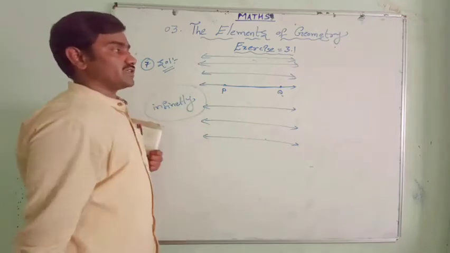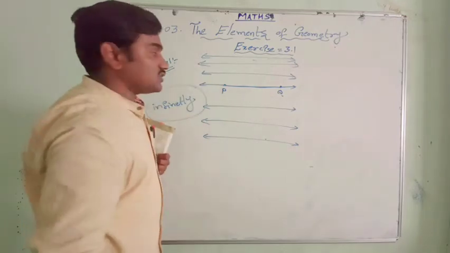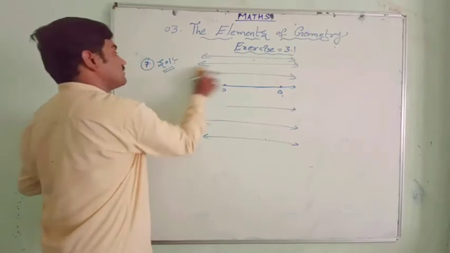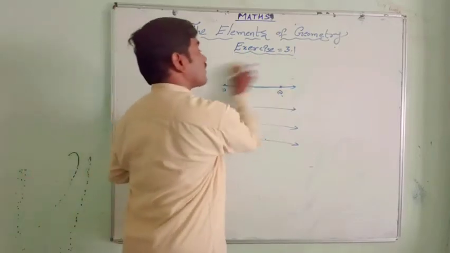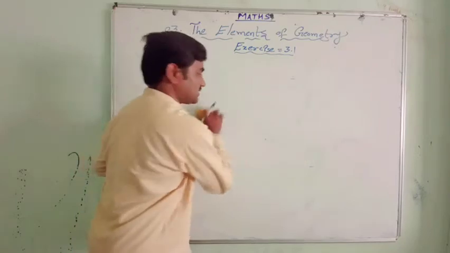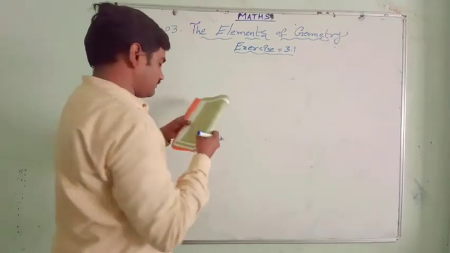In this way I can show it. Here I mark P and Q and join P and Q with a line, and to this line I can draw infinitely many parallel lines. That is the seventh one.